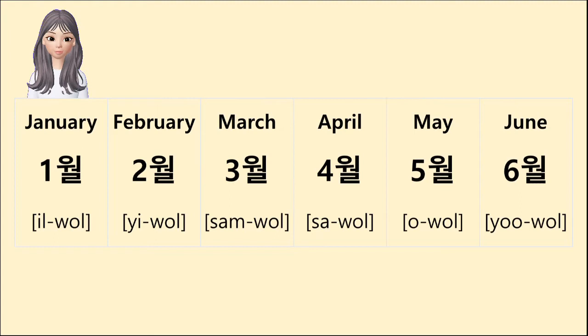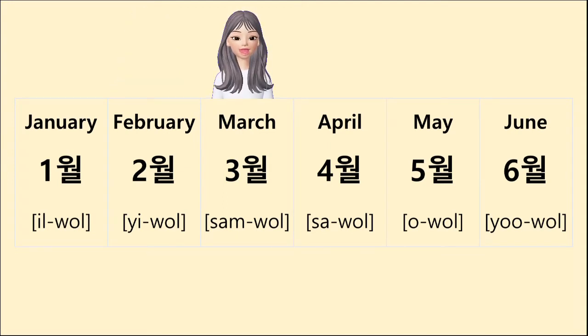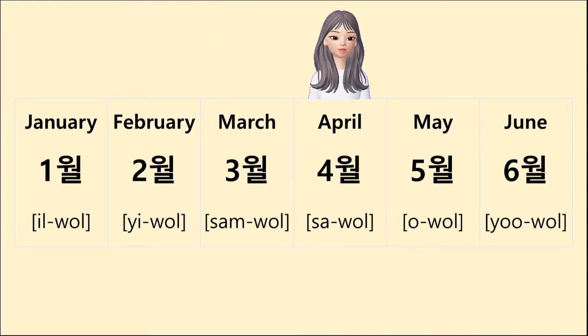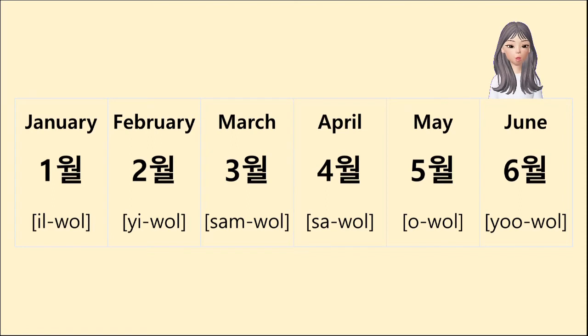For example, January is 1월, as 1 here is 일. February is 2월, as 2 here is 이. March is 3월, April is 4월, May is 5월. However, when you're saying June, we just say 6월. You take out the 받침 in 6. Again, 6월.